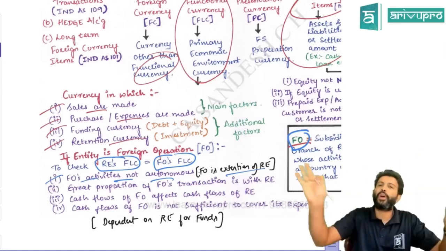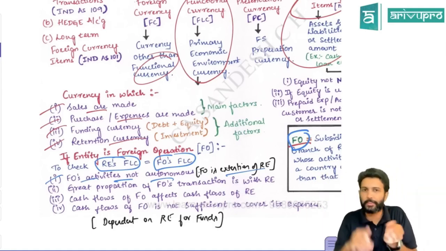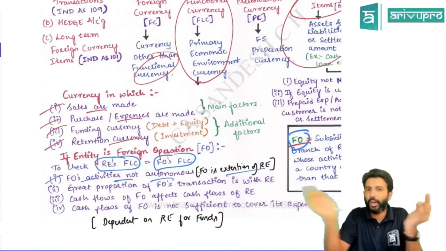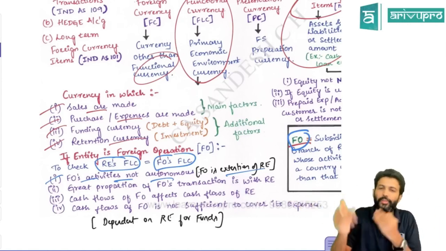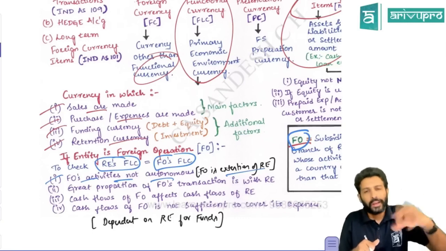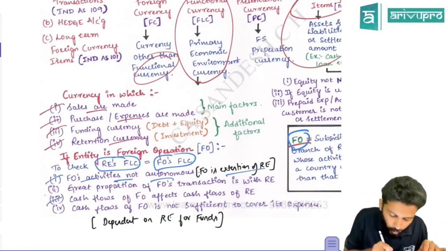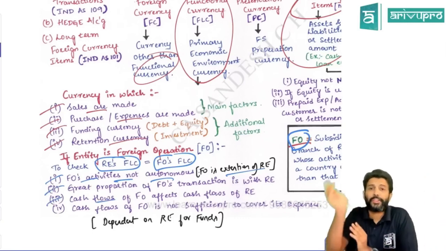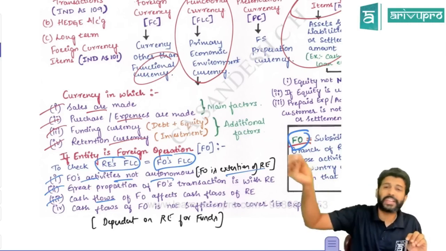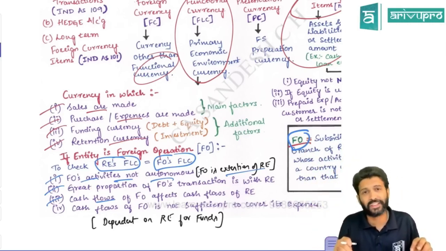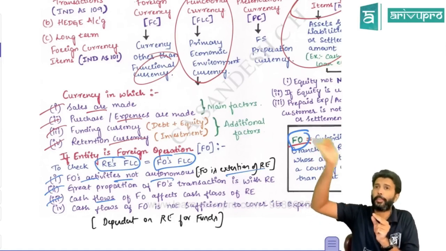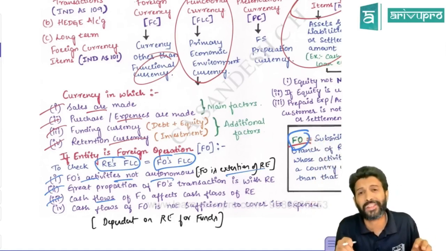Second one, there should be a high volume or high degree of transaction between the reporting entity and the foreign operation. A lot of transactions should be going on. What is a lot is not defined. You have to take a call on a case-to-case basis. And the third one is that the cash flow of the foreign operation affects the cash flow of the reporting entity, because the foreign operation will be expected to make remittances to the Indian entity frequently. That's the reason. So whatever cash flow the foreign operation makes, that directly or indirectly affects the reporting entity.